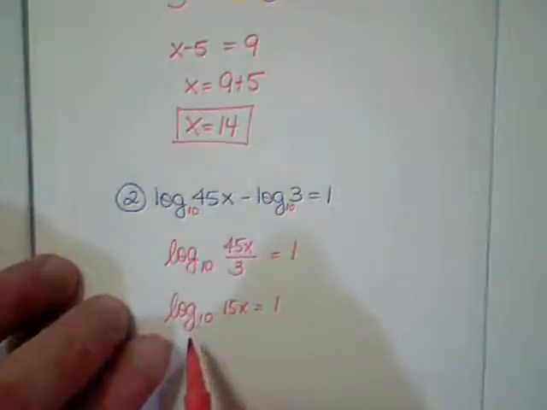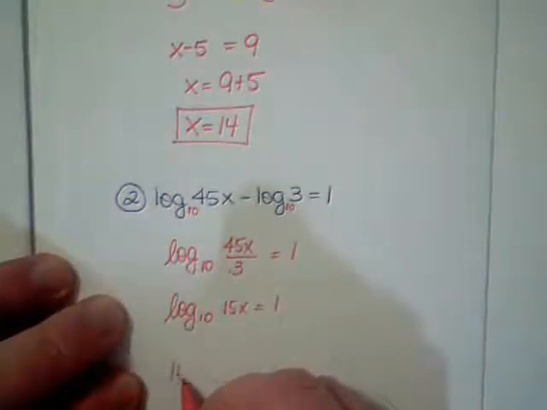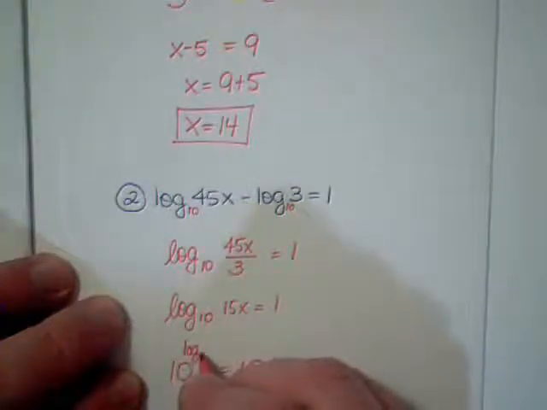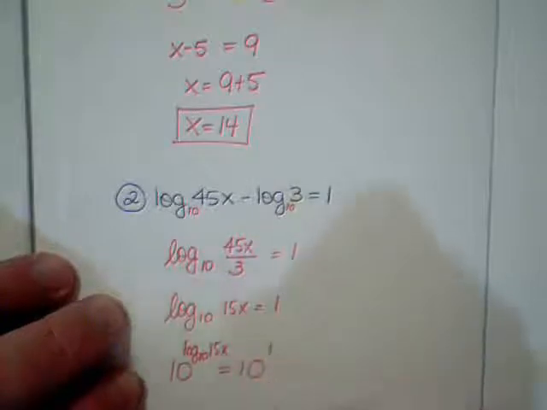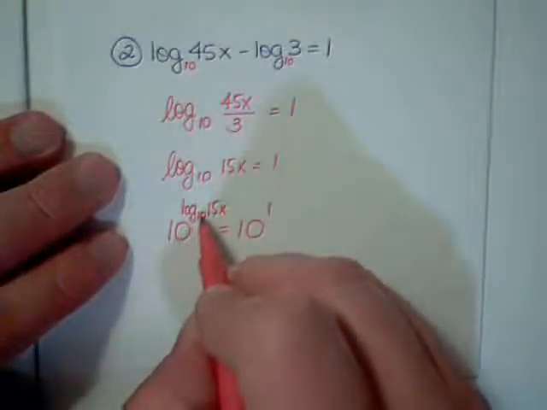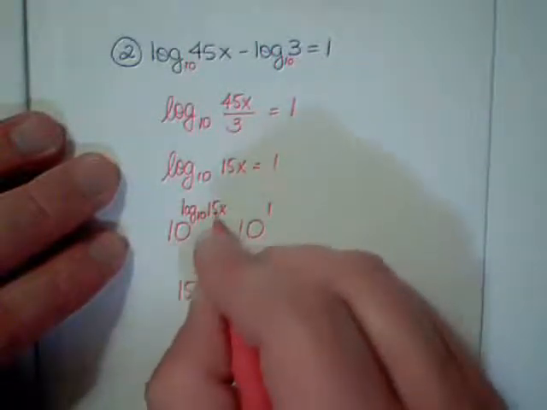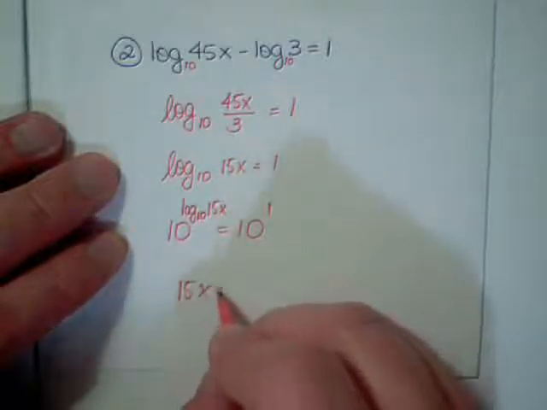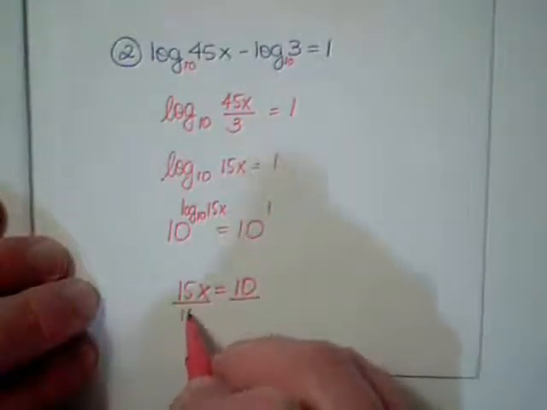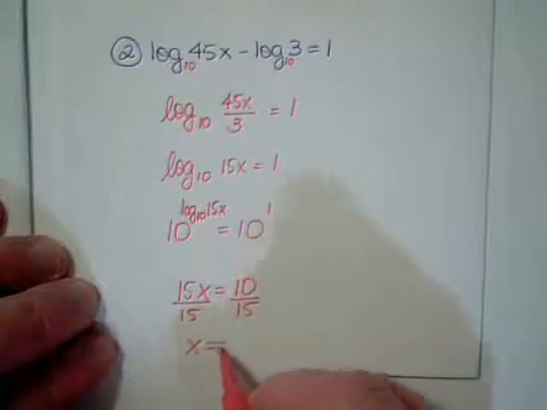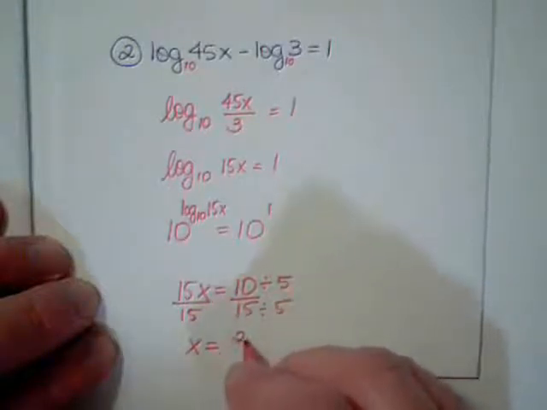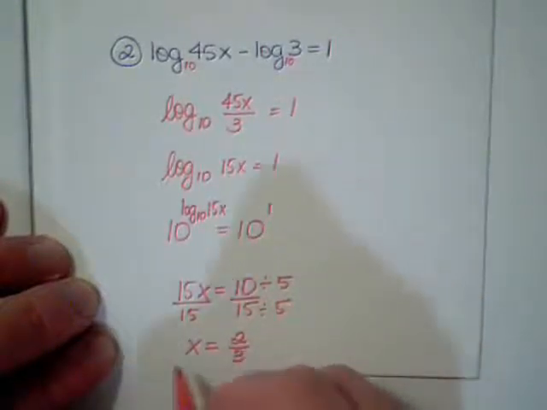Now that we have this as one log, we can rewrite it by using base 10 on both sides and using the log as the exponent. This here will be 1. Now if you remember, you have base 10 raised to a log of the same base. It's going to be equal to the 15x. And this would be 10. Now divide both sides by 15. And what number goes into 10 and 15, that is 5. So that means this fraction reduces to 2/3.